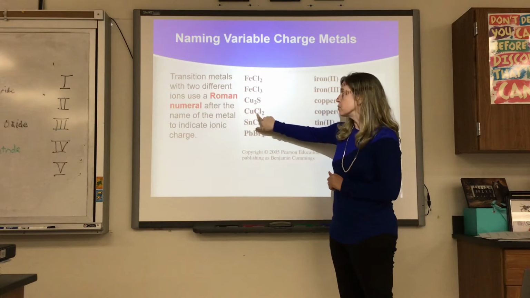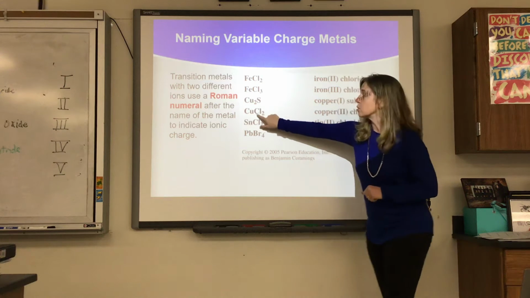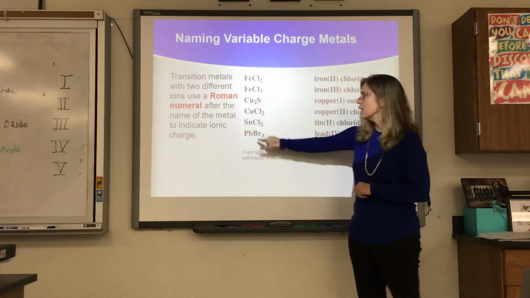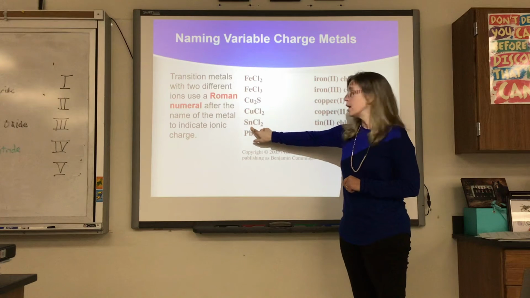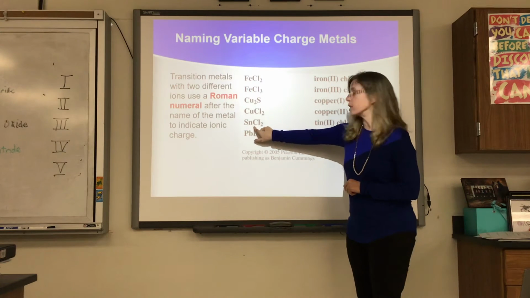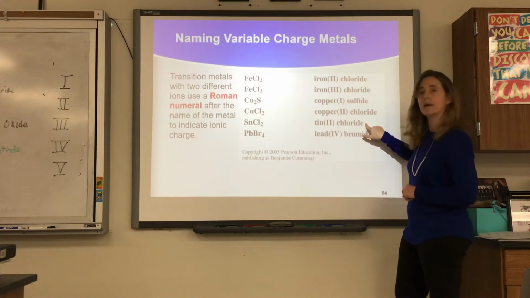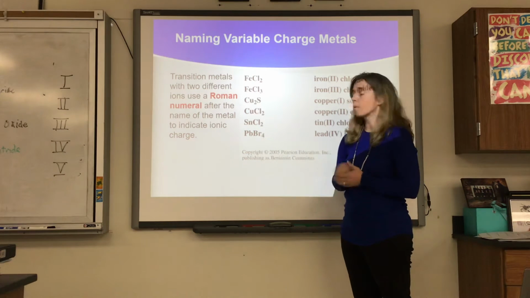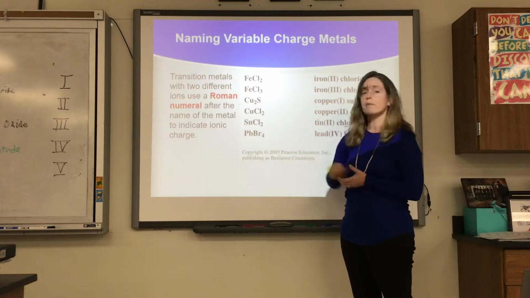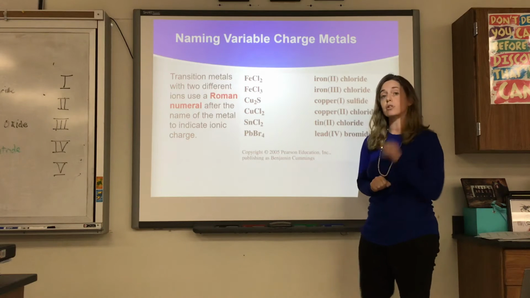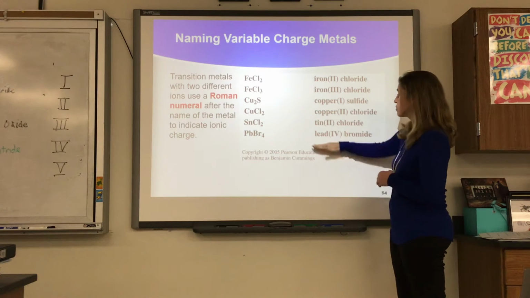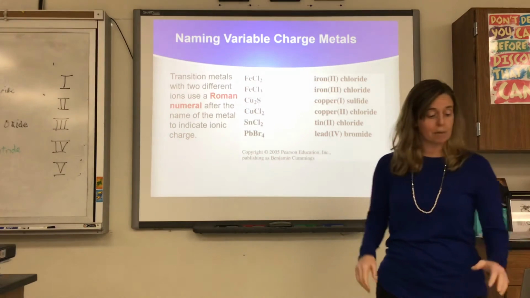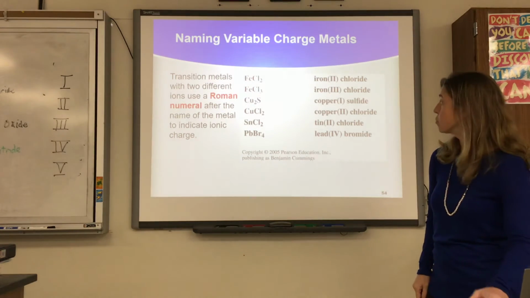Now what if we had CuCl2? That's still going to be copper, but now it's copper(II) chloride. And then here we have tin and chlorine with a 2 here, so that's going to be tin(II) chloride. And last, we have Pb, which is lead, and then Br, which is bromide. That 4 on the Br is going to tell you the charge, the Roman numeral, on the metal ion. So this would be lead(IV) bromide. That's how you name using the Roman numeral system.